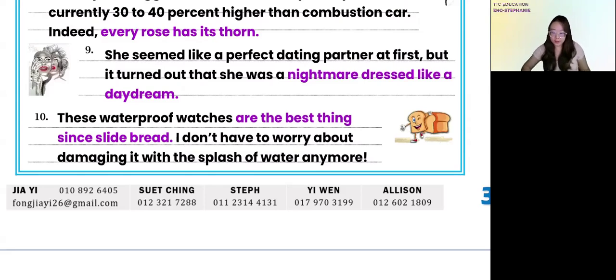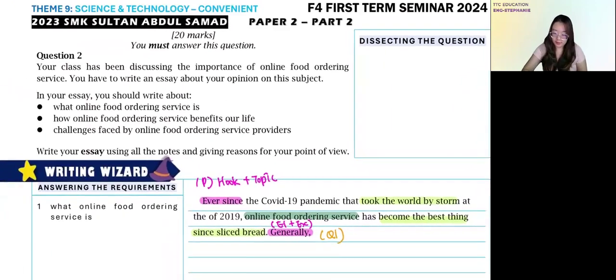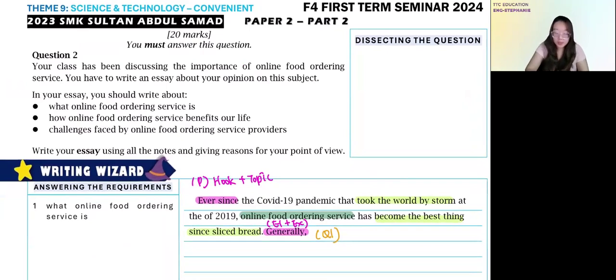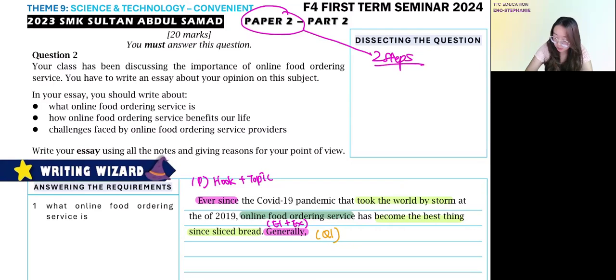Yes. So let's continue to dive right into our essay writing portion. Like what I've mentioned earlier, we will be focusing on our guided writing, which is our paper 2, part 2. But of course, before that, I need to do a quick recap on the format or the techniques that we need to use. So paper 2, 2 steps.